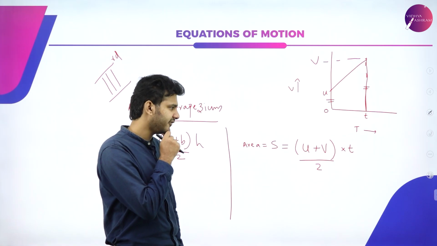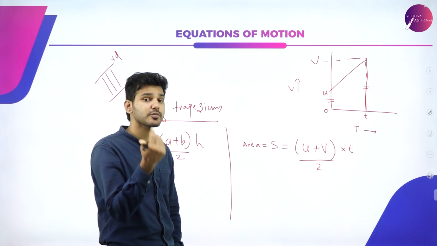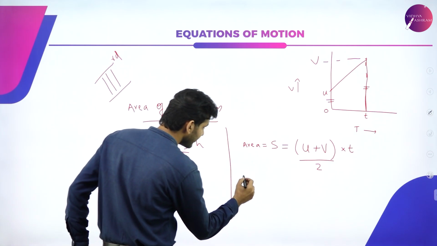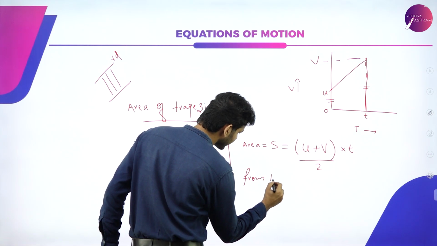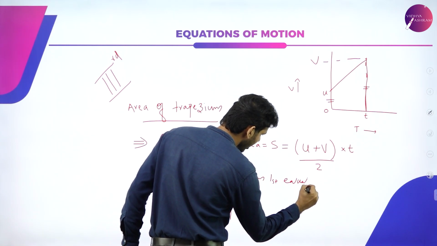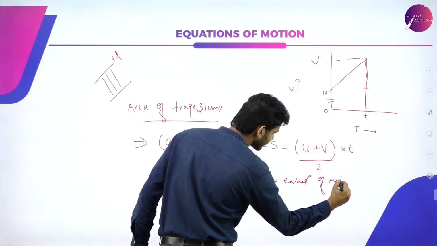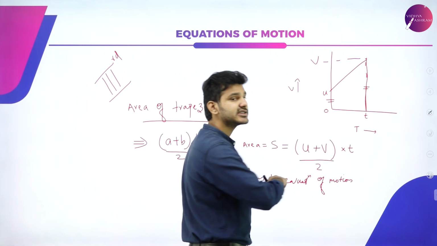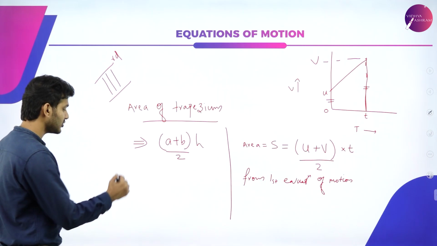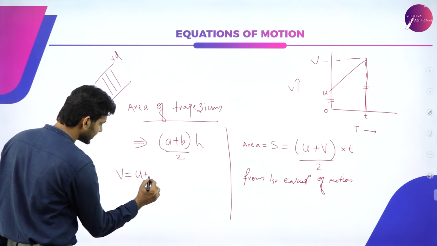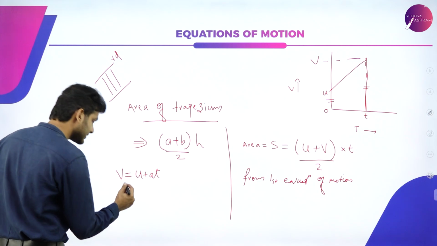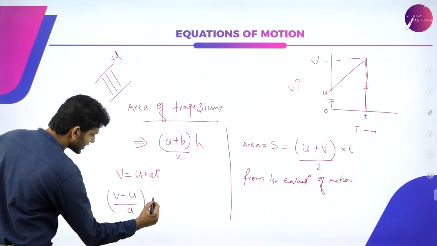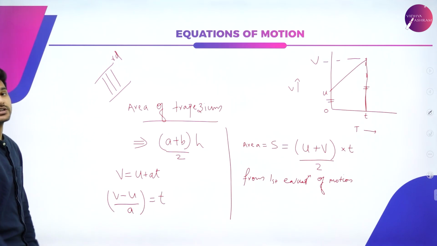Again, I am not liking the way that particular graph is sitting. So what I'm going to do is consider the first equation of motion again. I don't like t, so I'm going to find a substitution for t. So we know v is equal to u plus at. That means (v minus u) divided by a is equal to t, from the first equation of motion.